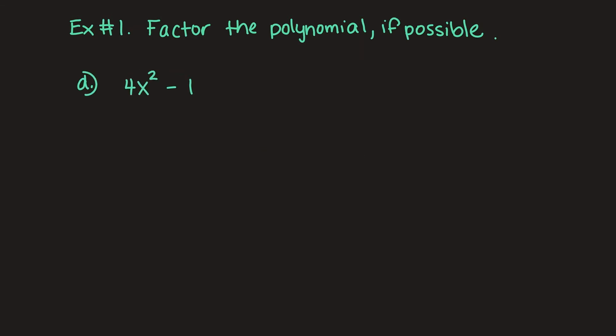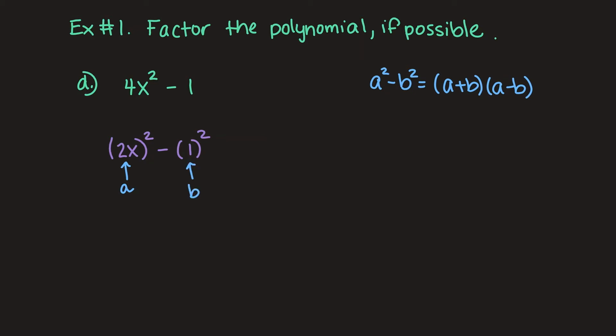For the next example, again, we have a binomial, and this can be written as a difference of two squares. 4x squared is a square because it can be rewritten as (2x) squared, and 1 is a square because it can be written as 1 squared. So using our formula, a is 2x and b is 1. The factored form is (2x + 1)(2x - 1).